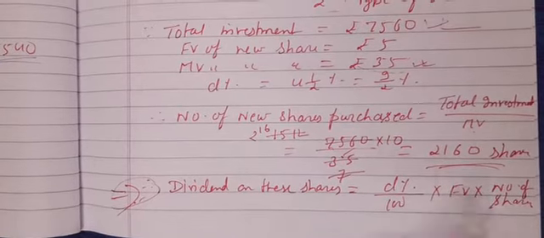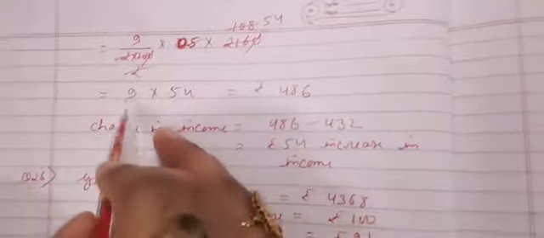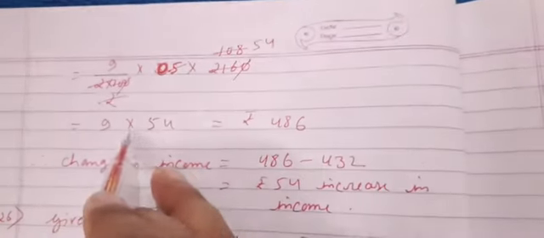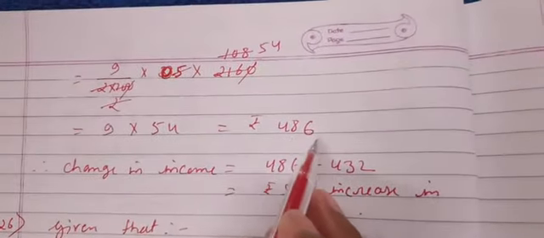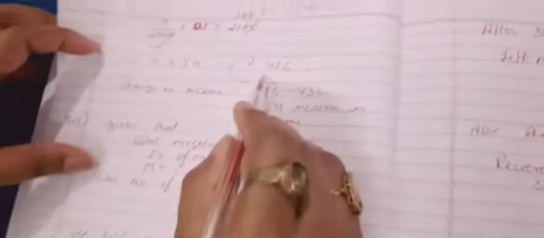Number of shares, how many shares? 2160 we just calculated. So we are going to see I did the same thing, then solved it, and then I found that it is 9 into 54, so rupees 486. Earlier, what was his annual income? That was 432, and now with this year his annual income was 486.